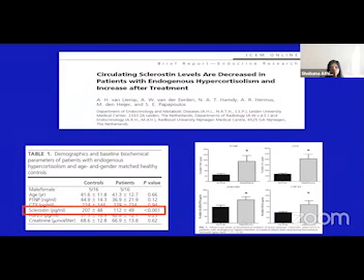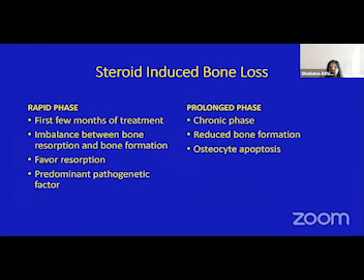And what we know from exogenous glucocorticoid treatment on bone is that there are two phases. There's a rapid phase, in the first few months of treatment, where there is uncoupling of bone resorption and bone formation. What happens initially is an increase of bone resorption, and that's the predominant pathogenic factor.